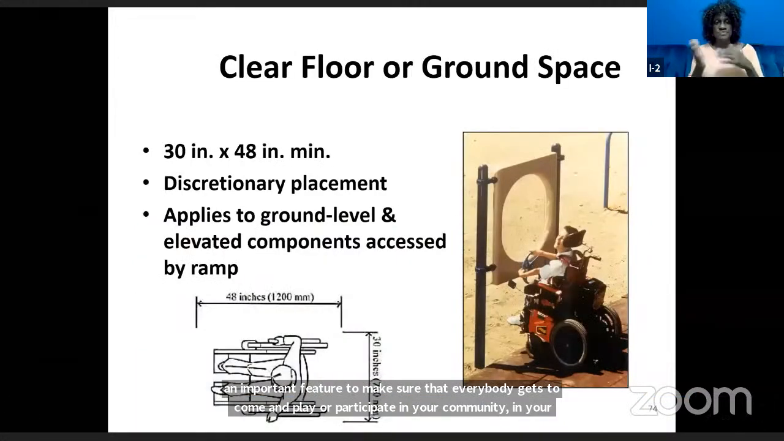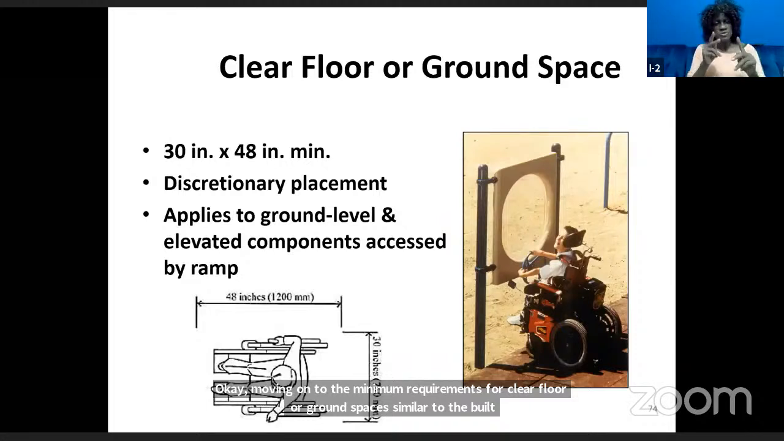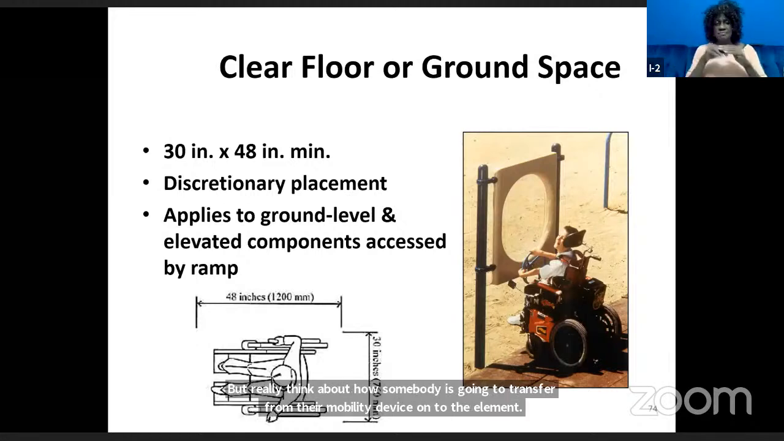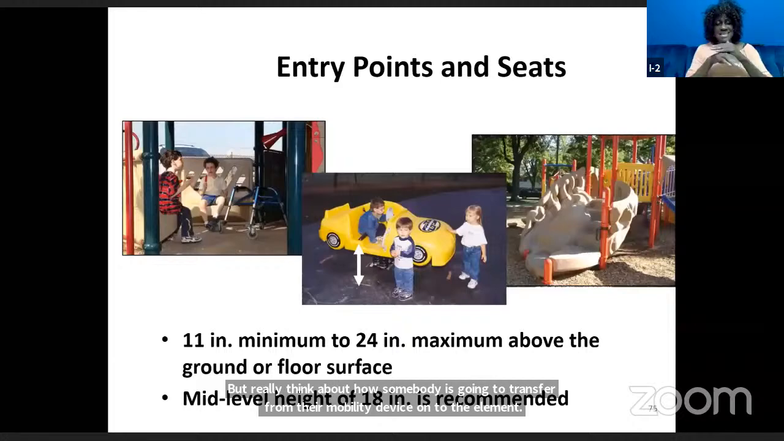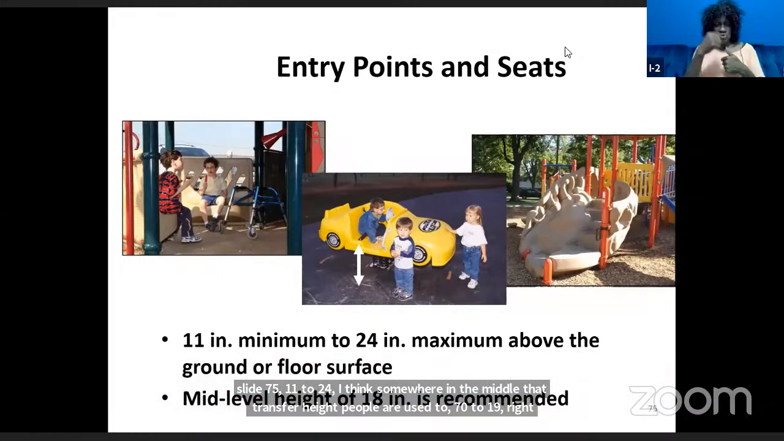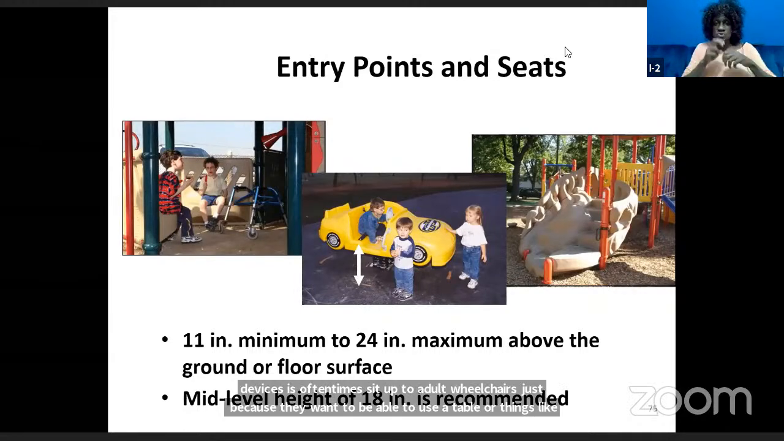Okay, moving on to the minimum requirements for clear floor and ground space, which is similar to the built environment. It's a 30 by 48. It's discretionary placement, but really think about how somebody's going to transfer from their mobility device onto the element. Applies to ground level and elevated components accessed by a ramp. Those entry points and seats, I'm on slide 75, 11 to 24 inches. I think somewhere in the middle, that transfer height people are used to, right around 18 inches would probably be the best. Remember that young people's mobility devices oftentimes sit up almost equal to adult wheelchairs, just because they want to be able to use a table or things like that. So transfer heights can be very similar.